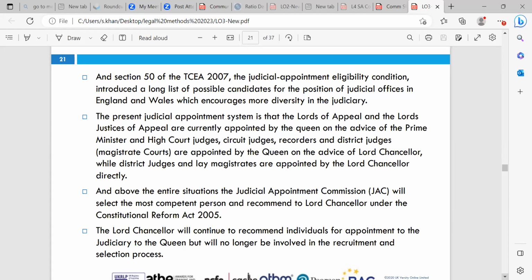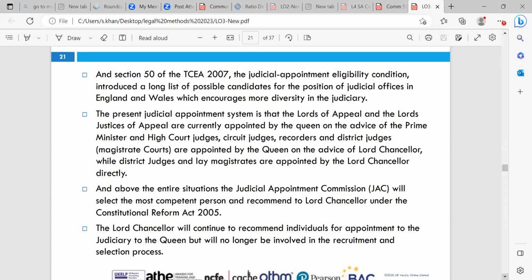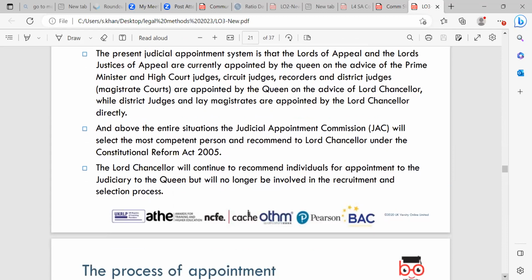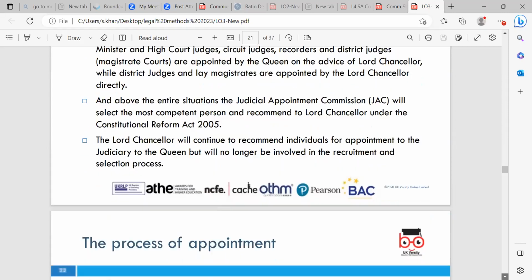Above all of these, the Judicial Appointments Commission will select the most competent person and recommend them to the Lord Chancellor under the Constitutional Reform Act. The Lord Chancellor will continue to recommend individuals for appointment to the judiciary to the Queen, but will no longer be involved in the recruitment and selection process, because they are trying to make the system fairer for everyone. It is really important that they have a fair system in place.